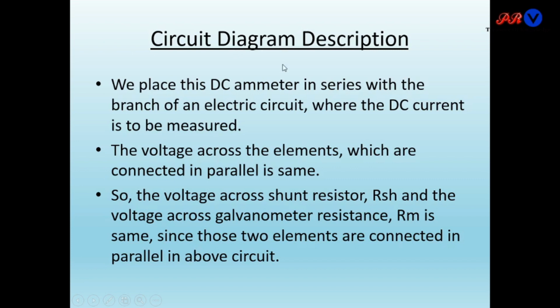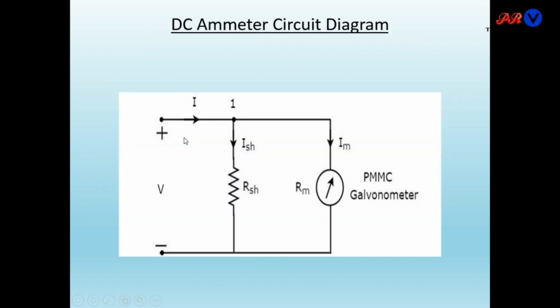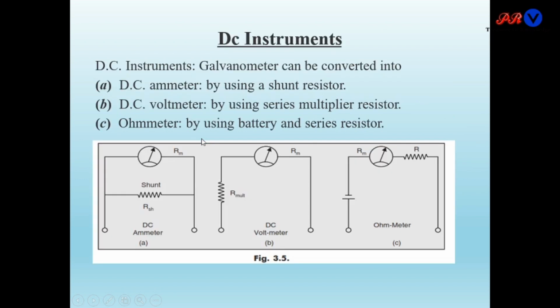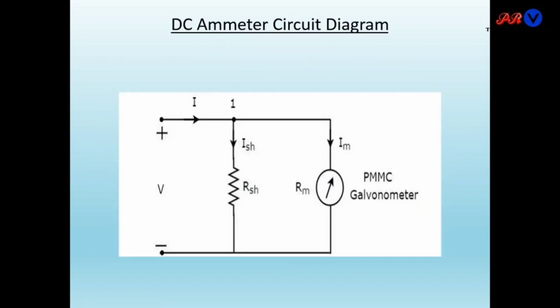Circuit diagram description. We place this DC ammeter in series with the branch of an electric circuit where the DC current is to be measured. Means this circuit is connected in series to act as an ammeter. The circuit is connected in series, not the PMMC alone. Clear?